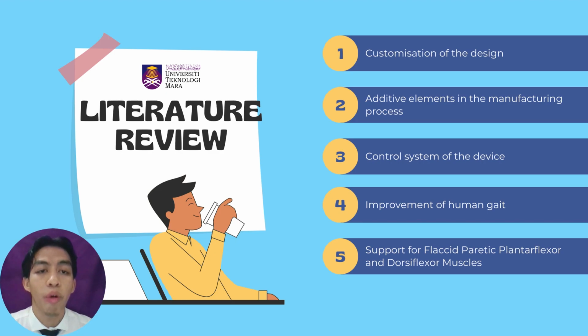And the last point is support for flaccid paretic plantar flexor and dorsiflexor muscles. Flaccid paretic plantar flexor and dorsiflexor muscles are muscle groups that are weakened or paralyzed due to neurological damage or disease. Paralysis or weakness of the muscles involved in movement can result in difficulties with specific tasks.